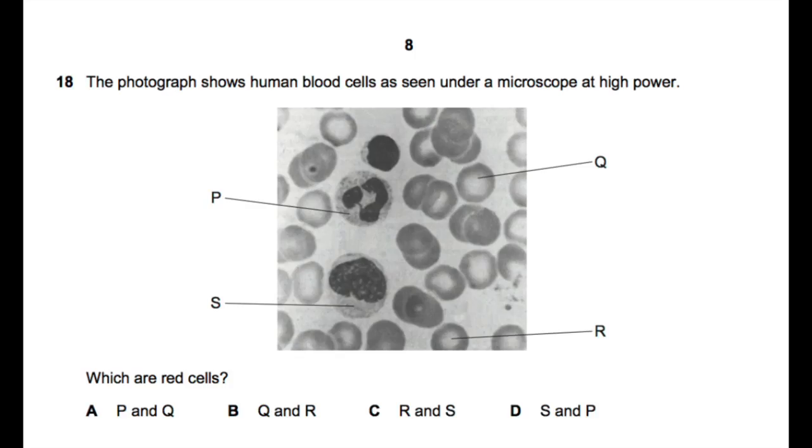The photograph shows human blood cells as seen under a microscope at high power. P, Q, S, and R, which are red cells. Red blood cells, actually. So the answer is Q and R. So it is B. P is a white blood cell. To know which is a red blood cell, you need to know that they have a biconcave shape and no nucleus, as their only function is to transport oxygen.